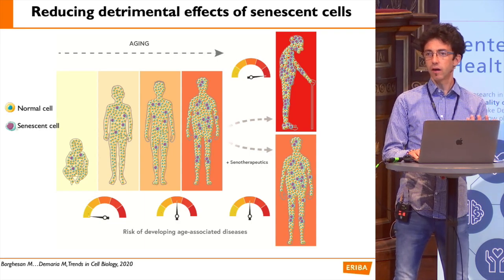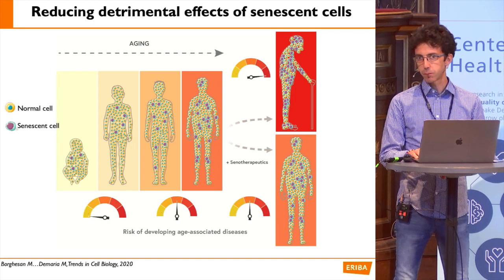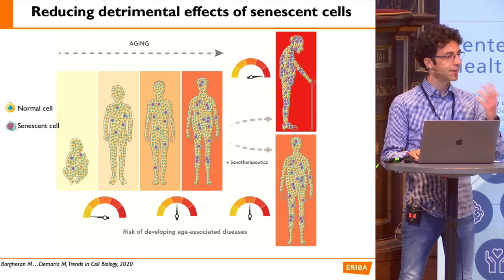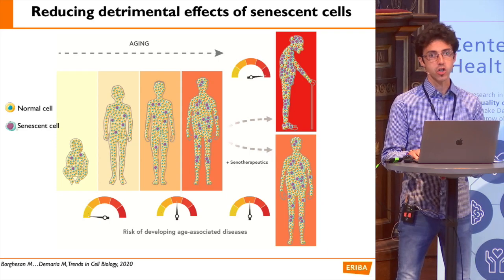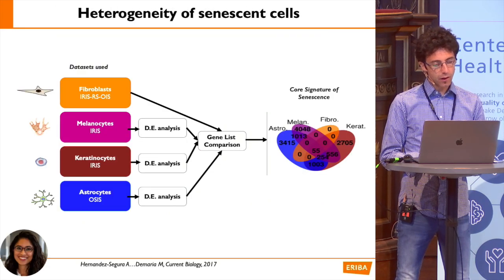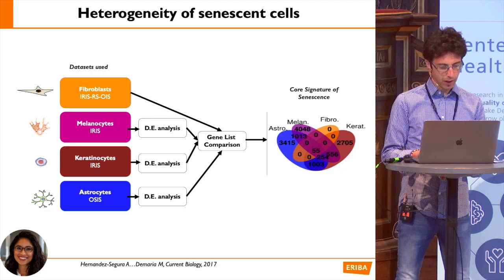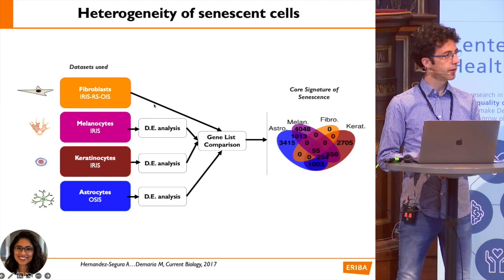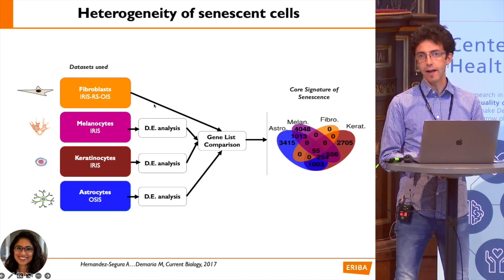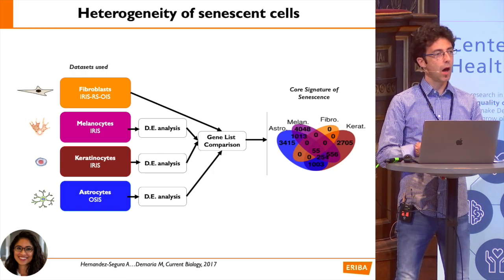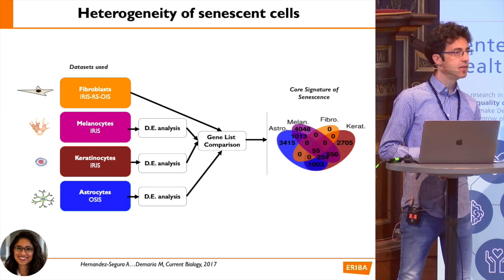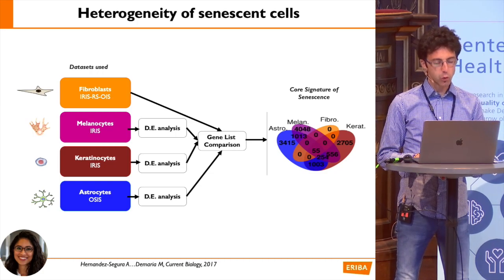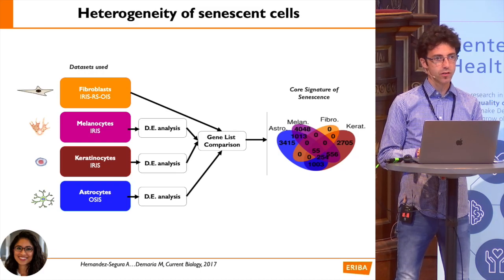However, senescence is a quite complicated phenotype. It's not at all a homogeneous phenotype. There are different subtypes of senescent cells that express different types of features. A few years ago, Alejandra, a PhD student in the lab, decided to analyze a number of transcriptomic datasets to see how much heterogeneity exists between different subsets of senescent cells. To make a long story short, indeed, there is an enormous heterogeneity.